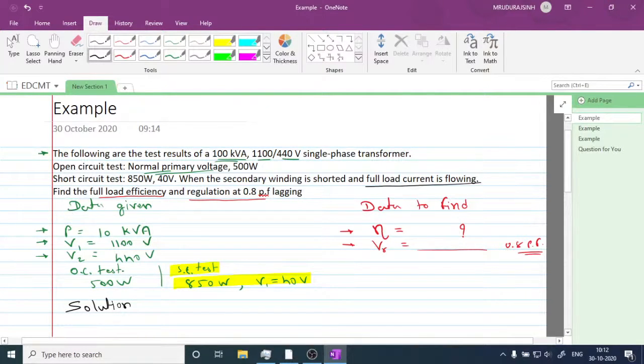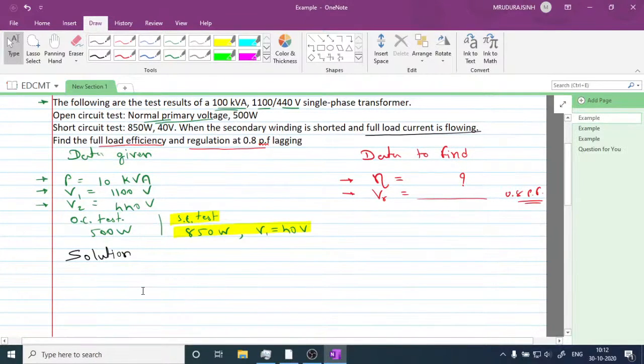So how can we solve this example? First of all, what do we need to find? Let's write the things that we need to find. First we need to find efficiency. The equation for efficiency is output divided by output plus losses. But we have two specific losses, iron loss and copper loss.